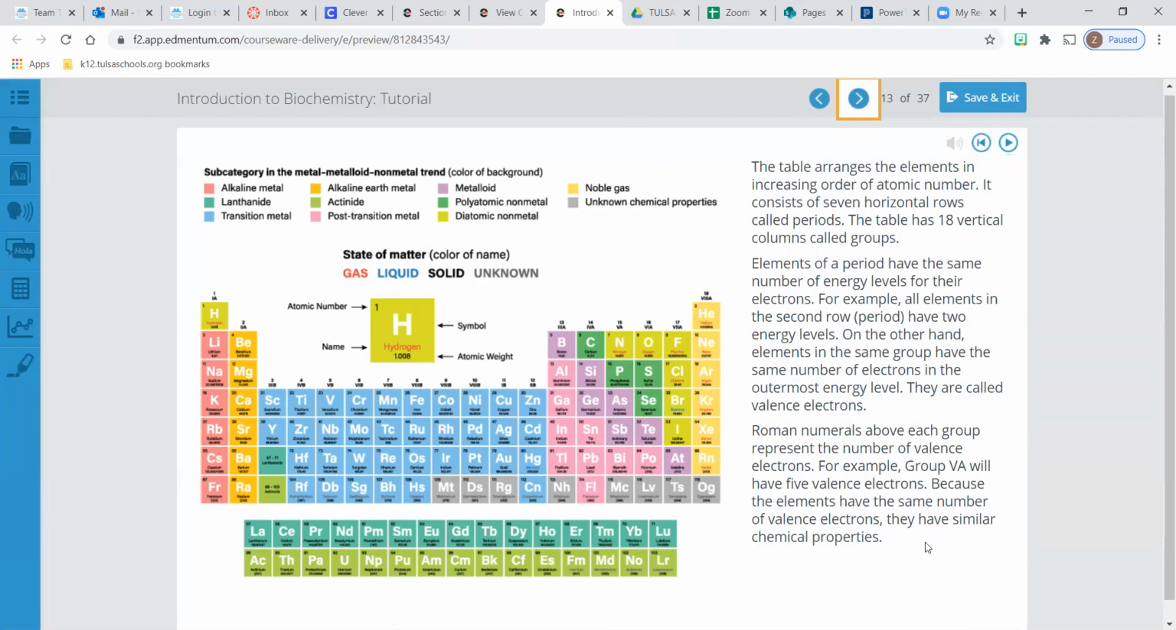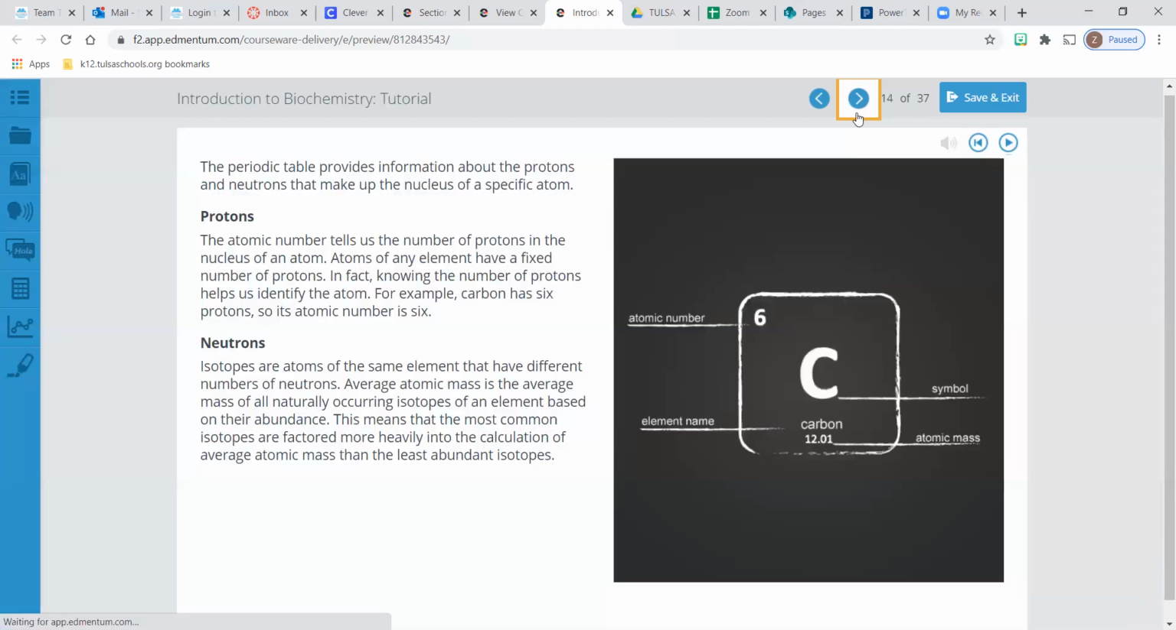Because of the same number of valence electrons, that makes their chemical properties very similar. So your outermost electron number affects the chemical properties. And that's why you notice they're grouped together by color, because they have similar properties. And we'll get into much more detail later.